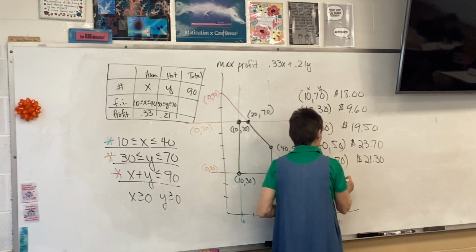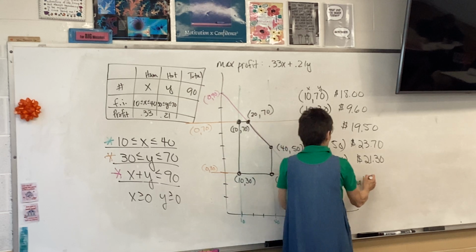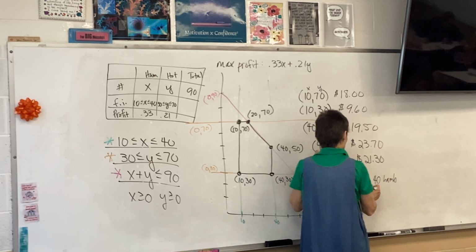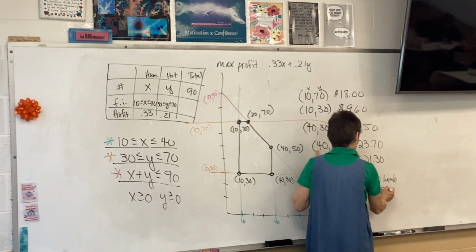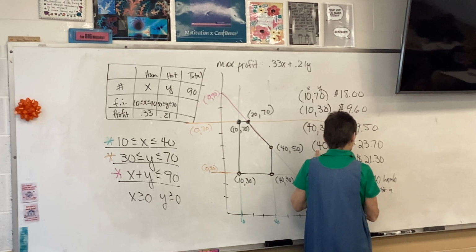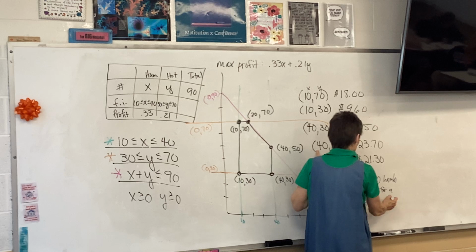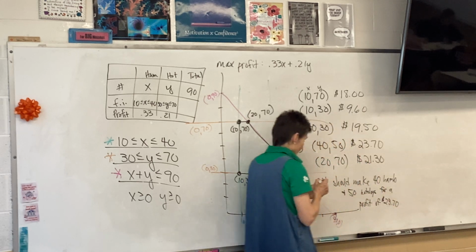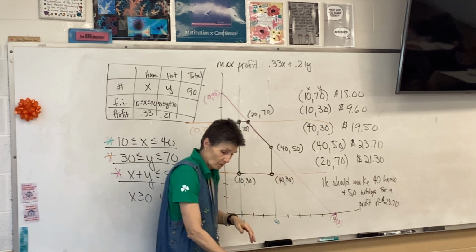He should make 40 hamburgers and 50 hot dogs for a profit of $23.70. Boy, that's a lot of food and not much profit. A lot of work.